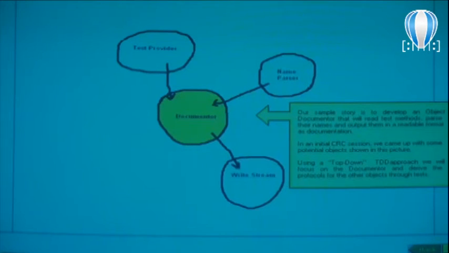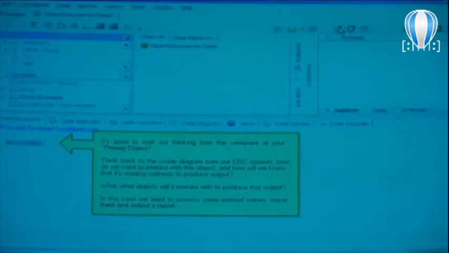So the idea here was we did a CRC session and we said, okay, there's this documenter object and it's probably going to need some sort of name parser to parse the names of the tests, put those spaces in, and then there's going to be some sort of write stream that I'm going to write the results on. So that was the idea there. So if I go back here now, there's my documenter object. So I've started thinking about that test.